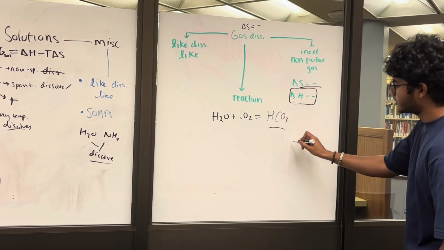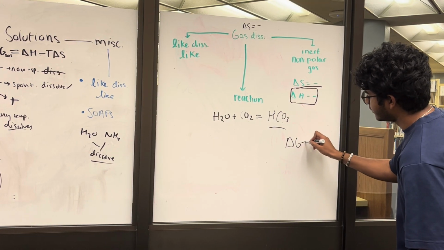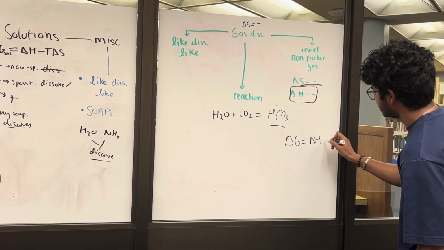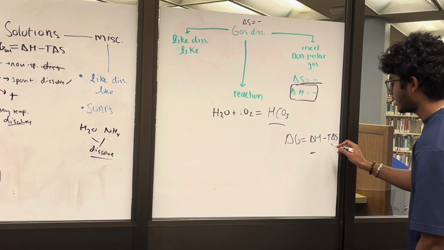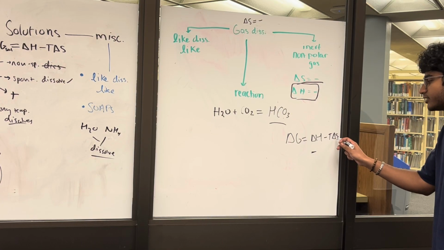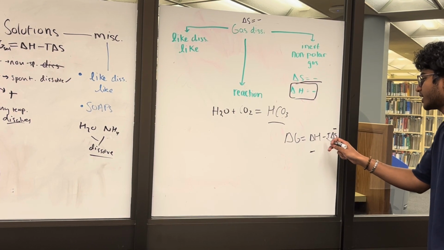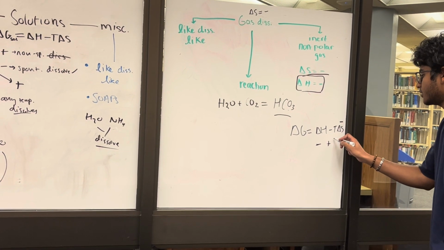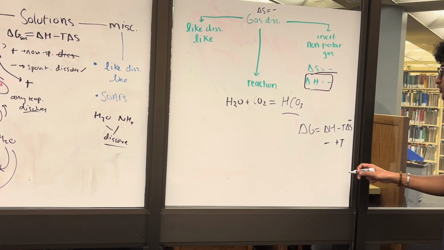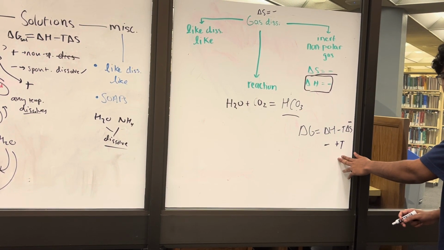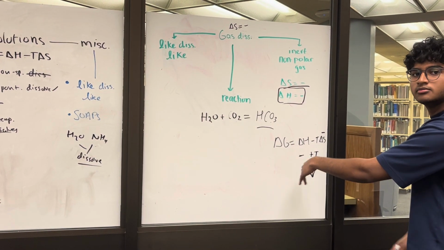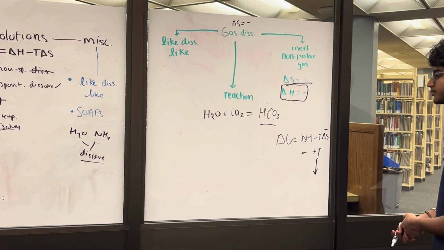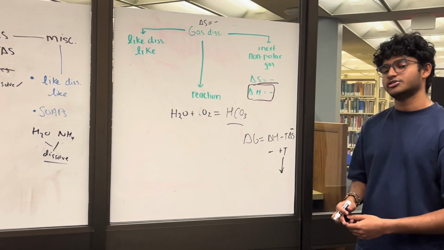So because delta H is negative in the grand scheme of the delta G equation, we know that delta H is going to be negative, and we know that delta S is also going to be negative, so negative times a negative is a positive, so plus T. So at lower temperatures, when the temperature is low, then you have a dissolution that occurs. And that's all you need to know about solutions or mixtures.